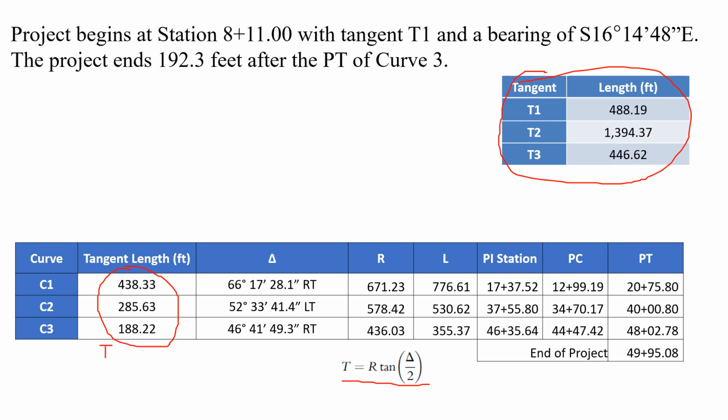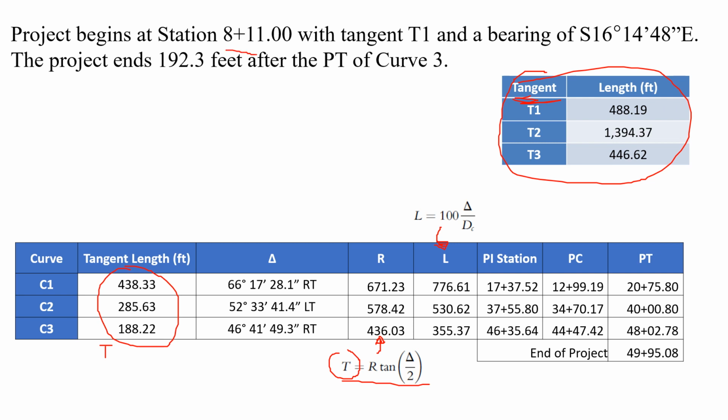So if you review these equations for t, we're looking at the tangent length in the curve table. And then our tangents T1, T2, and T3 are the straight portion again between the curves. So we'll use this equation to develop the radius for each curve. And then subsequently, we'll use this equation to determine the length for each curve. So this is using the delta, and the radius we can convert to a degree of curvature in order to find the length.